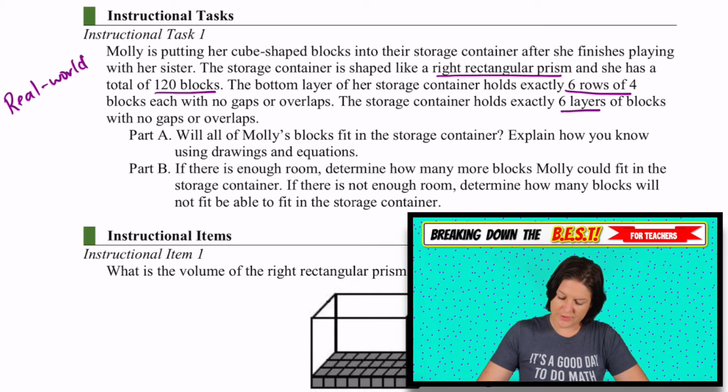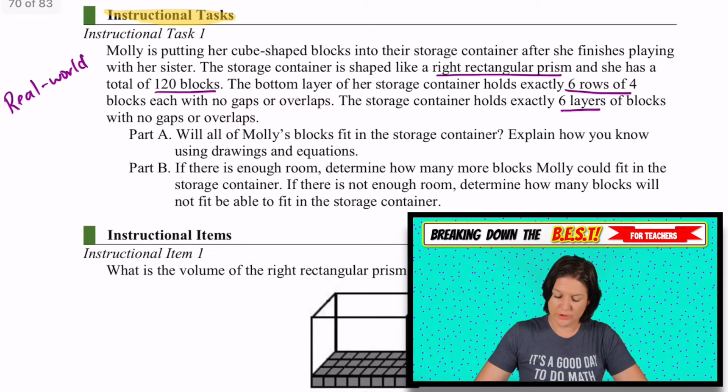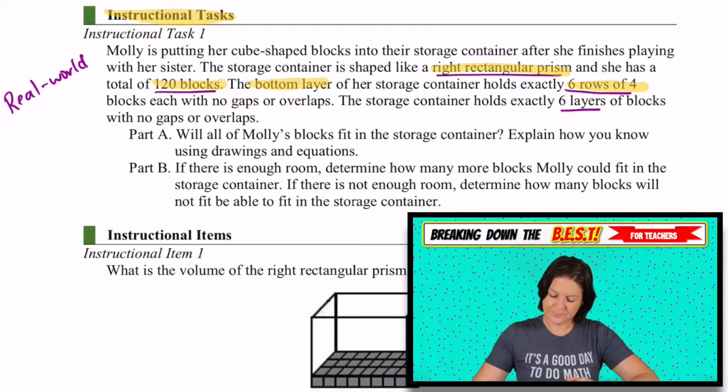This is an interesting instructional task here where they have to use their knowledge, where they have 120 blocks that need to go into a right rectangular prism, like some kind of a toy box or something. And there's 6 rows of 4 blocks on the bottom layer, and it has exactly 6 layers. It can hold exactly 6 layers of blocks. So then they would answer part A and part B based on that knowledge.